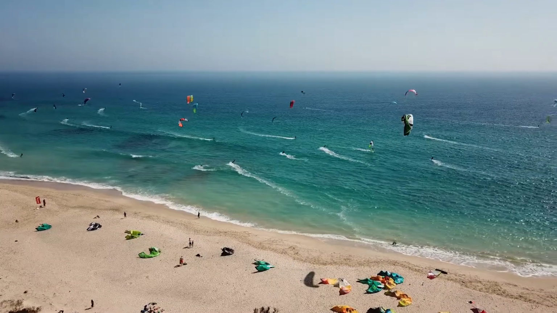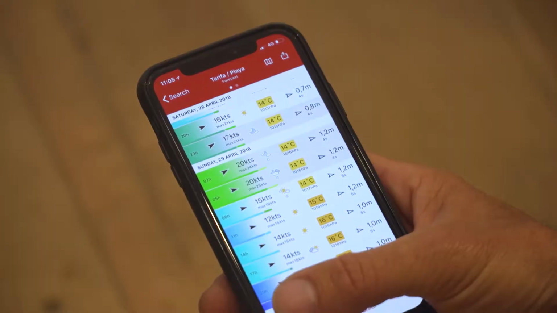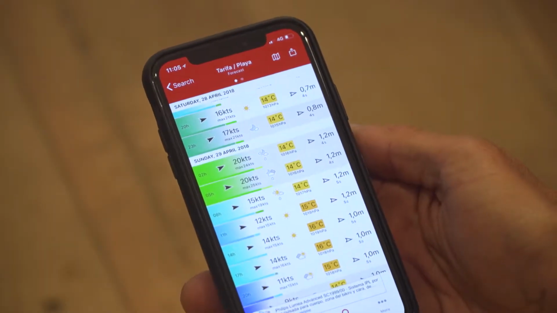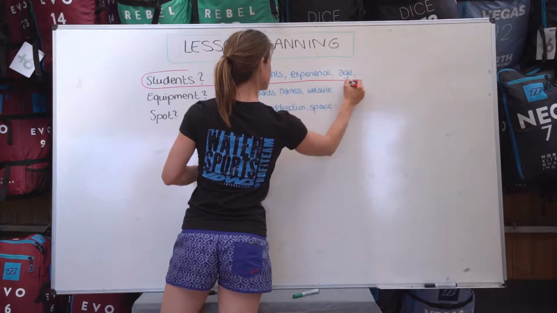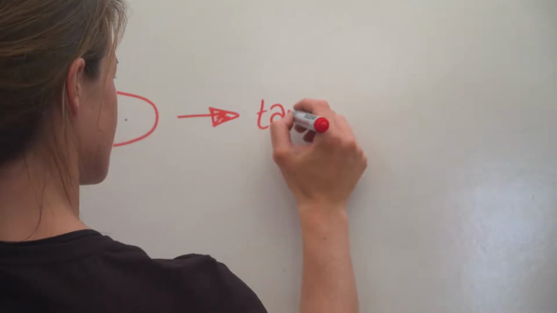Does the spot where you teach contain a particular characteristic that can influence your lesson? What is the wind and weather forecast for your lesson? So in general, the more information a teacher has before starting a lesson, the easier it is to adapt and perform a successful lesson.